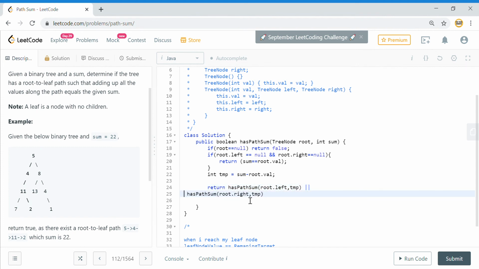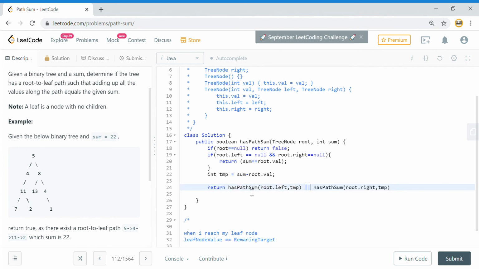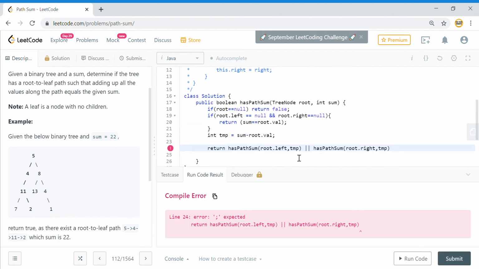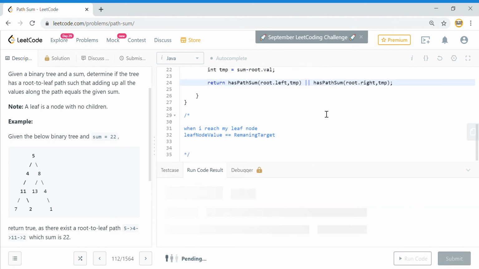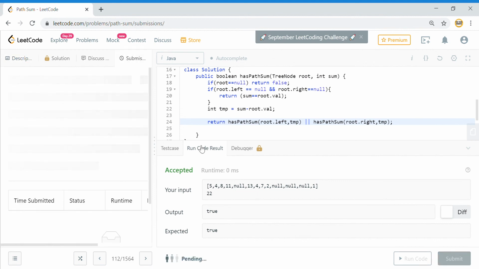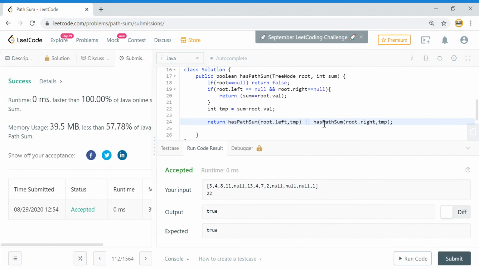So I can say that either from the left hand side or from the right hand side of my tree I can find a path, which will tell me whether a root to leaf path is present which has the sum equal to the target, then we are good. So I think that should be it. It should solve the problem that we have. Semicolon. And yeah, so that's it. We'll submit and I think it should be a good solution.